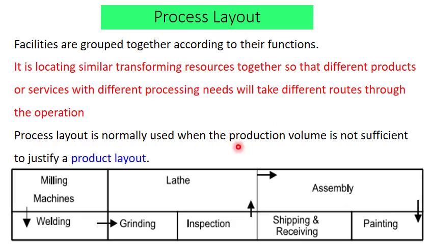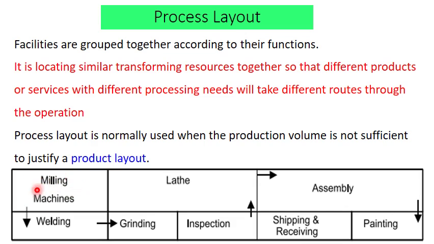Process layout is normally used when the production volume is not sufficient to justify the product layout. By the way, if the volume of our production is high enough to justify the product layout, we have to move to the product layout. But if the volume is less, we establish the process layout. This figure shows how the process layout looks.